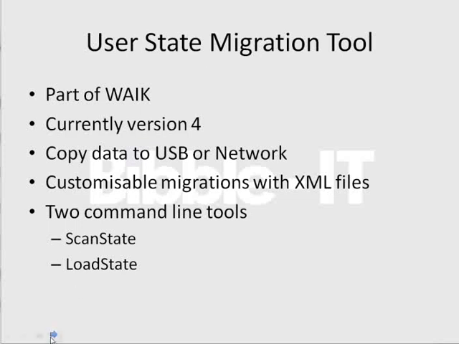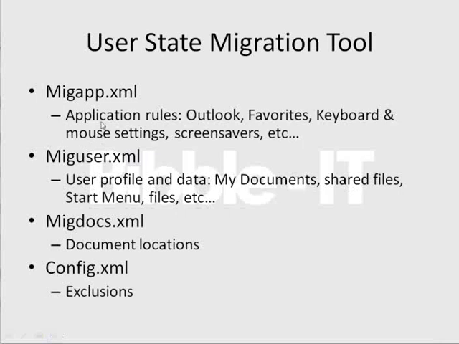So if we just have a quick look here, these are the four main XML configuration files. We've got mig.app.xml. Those are application settings, so things like Outlook, favorites, keyboard and mouse settings, screensavers, all the kind of main application type settings defined in this file. Mig user is profile data and profile paths, so things like my documents, start menu, customizations, any things like that.